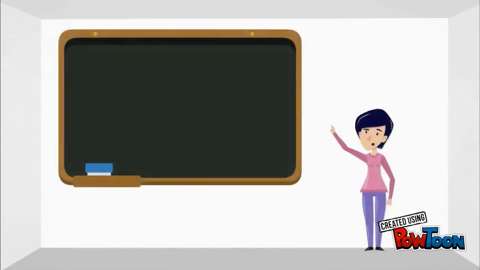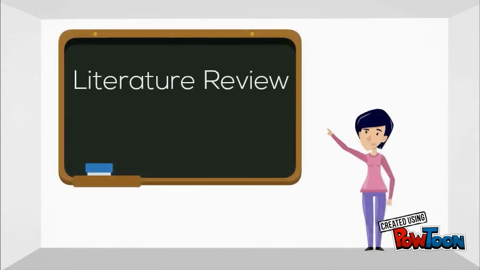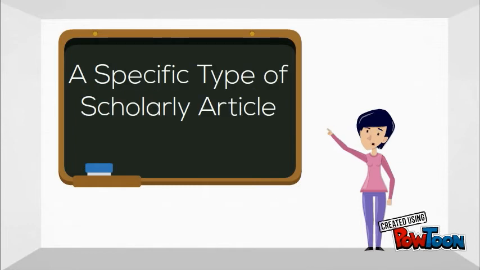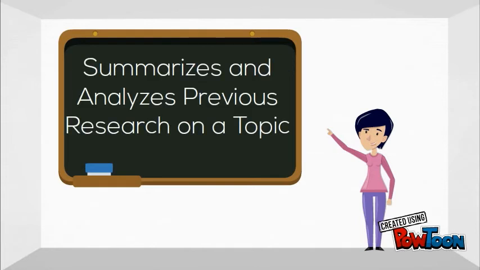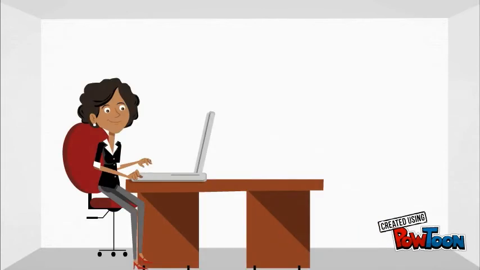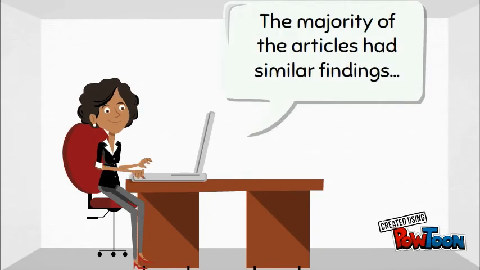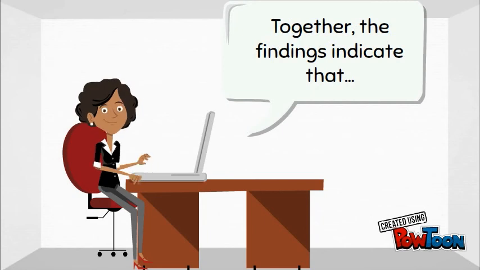Jeff also learned that, in some cases, the term literature review is used to refer to a specific type of scholarly article. In a literature review article, the author does not conduct their own research study. Instead, the author summarizes and analyzes previous research on the topic. For example, the author might review 20 research articles on a topic in order to determine what conclusions can be drawn by combining the findings of all of them together.